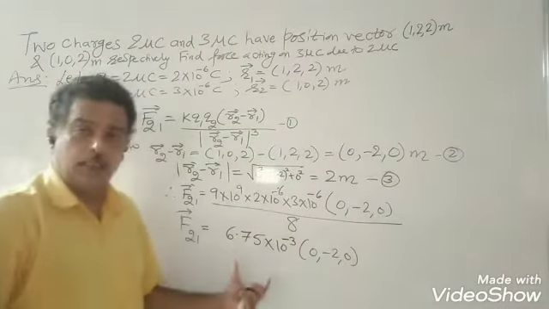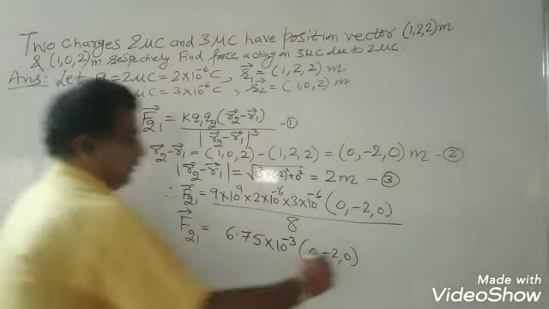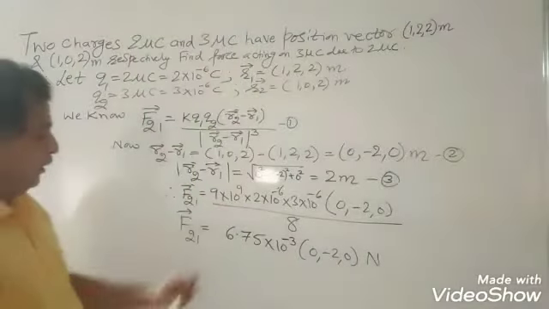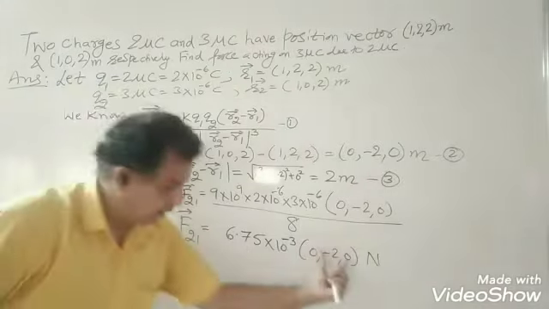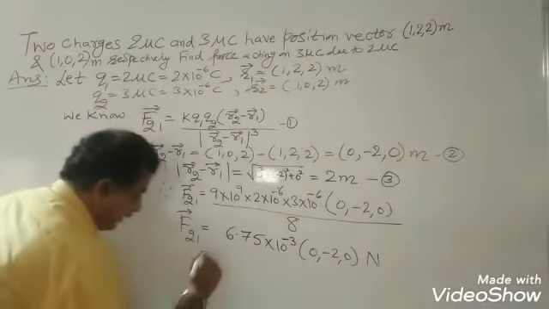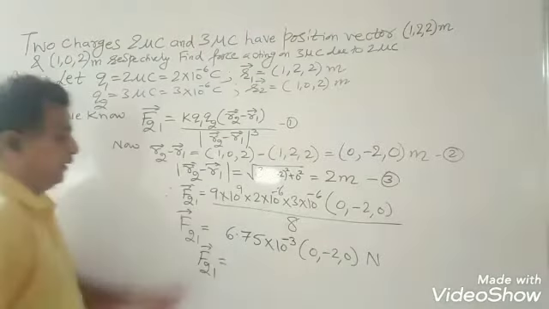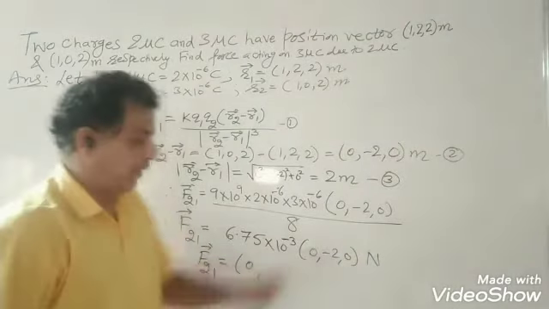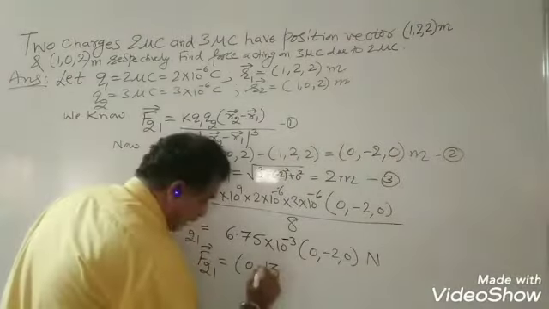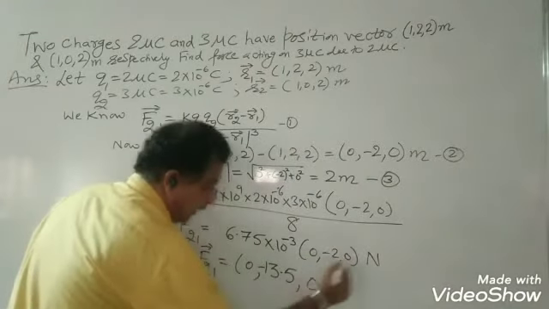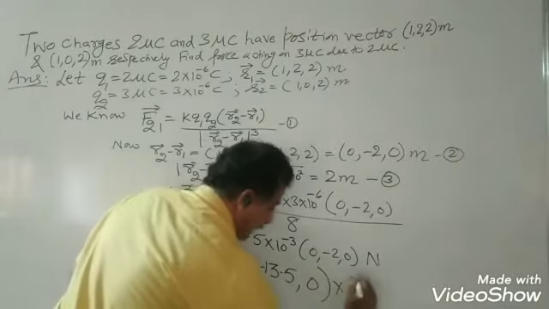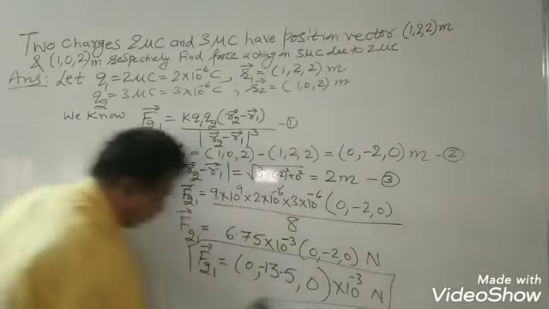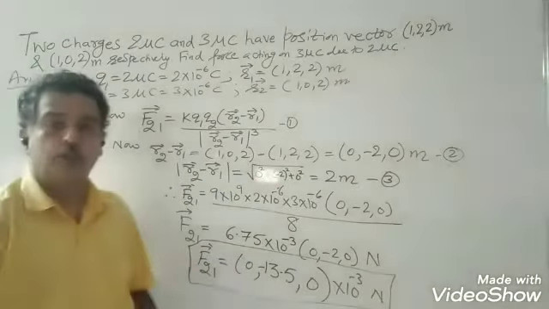So you can stop your answer here also. If needed, we can proceed further also. The unit of force is written as Newton. You can also take this 6.75 within the bracket. So if we take that, F21 is equal to 6.75 multiplied by 0, that is 0, 6.75 multiplied by minus 2, that is minus 13.5, and z coordinate is 0, into 10 raised to minus 3 Newton. So this is the force acting on Q2 due to Q1.